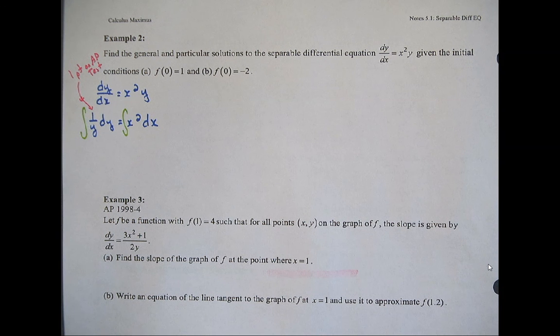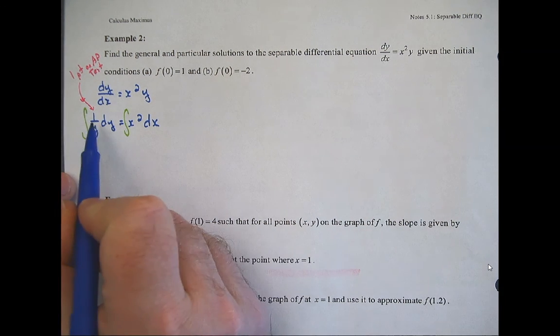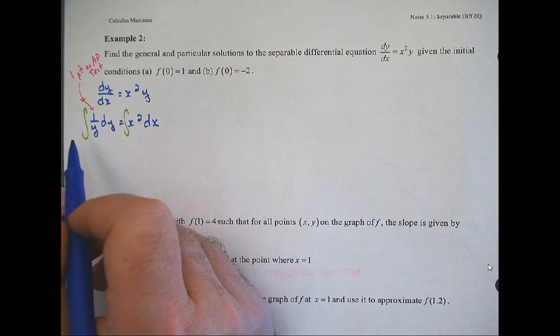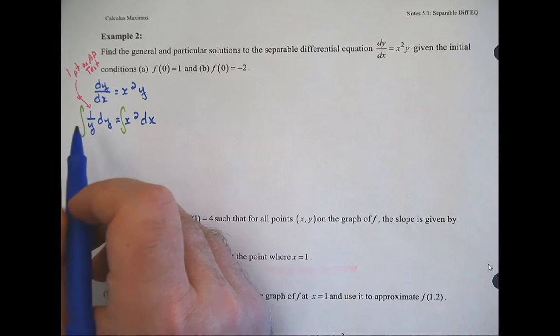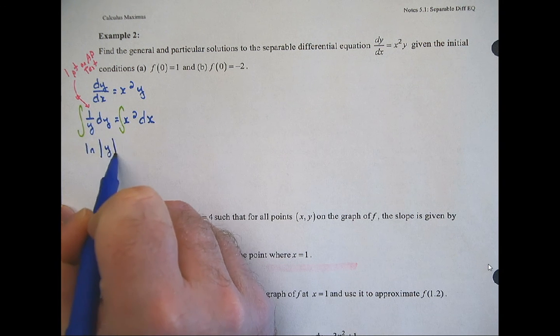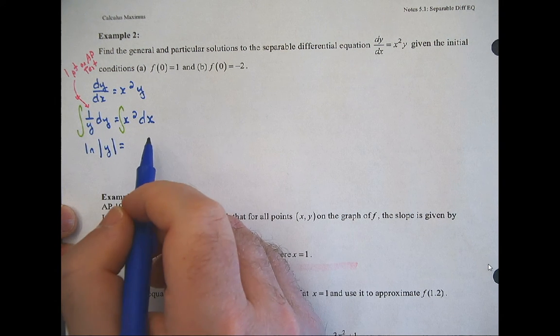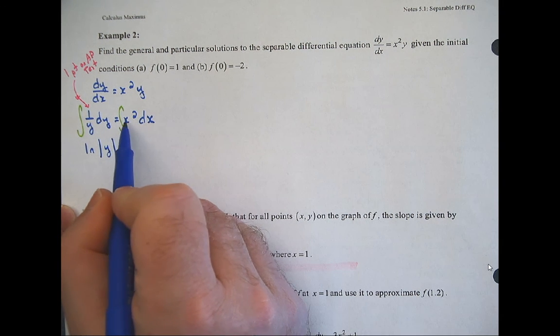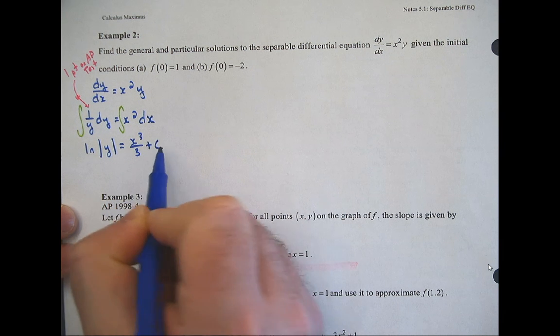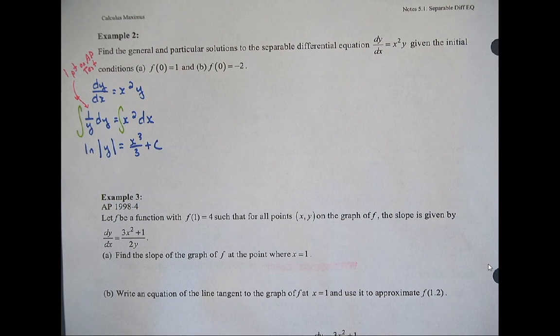Now let's integrate it. What's the integral of 1 over y? Come on. Should know this one. It's the natural log of absolute y equals, what's the integral of x squared? It's x cubed over 3 plus c. So I just chose to throw my plus c on that one side. All right, let's talk about how to finish this off.